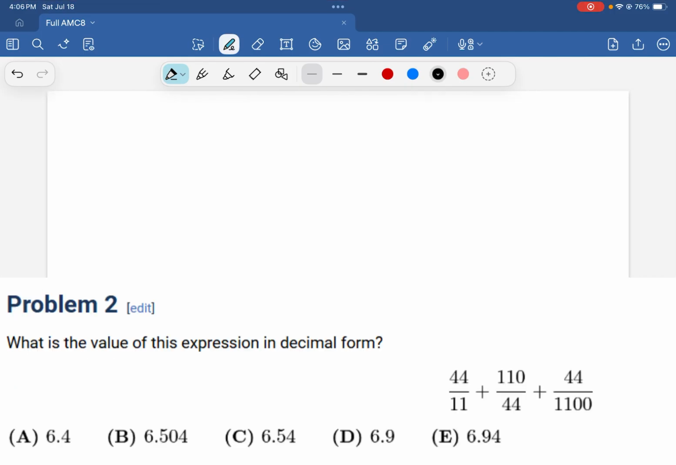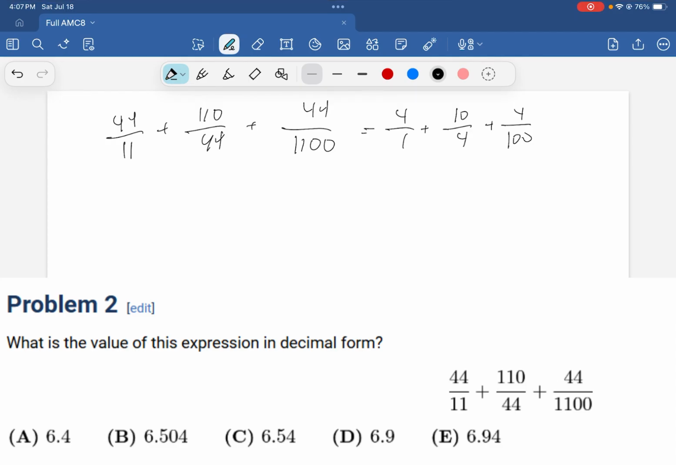Problem 2. What is the value of this expression in decimal form? 44 over 11 plus 110 over 44 plus 44 over 1100. So something you'll probably notice is that all 6 of these numbers are divisible by 11. And since you can divide both the numerator and denominator, that's what we're going to do. So this becomes 4 over 1 plus 10 over 4 plus 4 over 100.